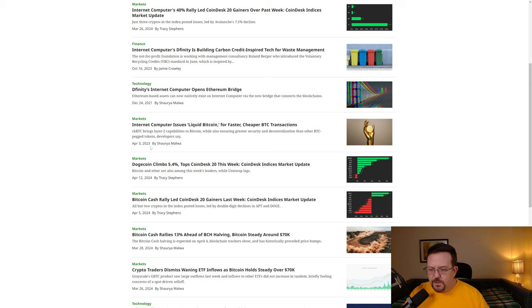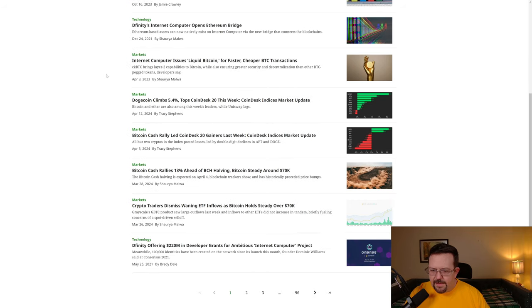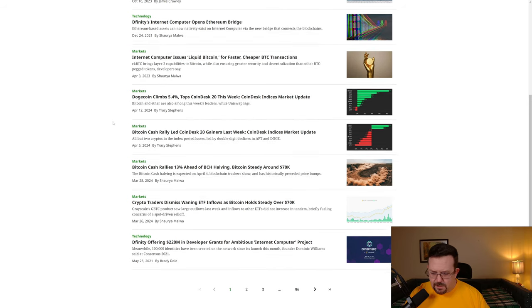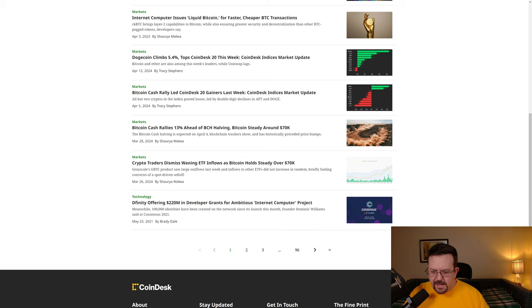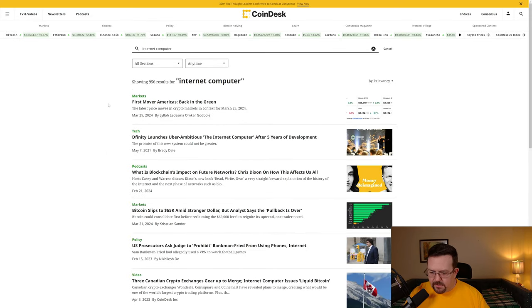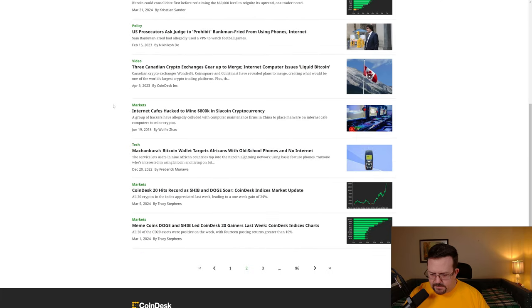There is an article in 2023 talking about liquid Bitcoin for faster, cheaper BTC transactions. And then for some reason, they're talking about Dogecoin and Bitcoin in a search which is supposed to be for Internet Computer. And then down below here, you'll see there's an article talking about Definity offering $220 million in developer grants for ambitious Internet Computer projects. And if we go down to the second page of results, there's not much more to find. They have an article from 2021 talking about the launch of Internet Computer, and that's about it.